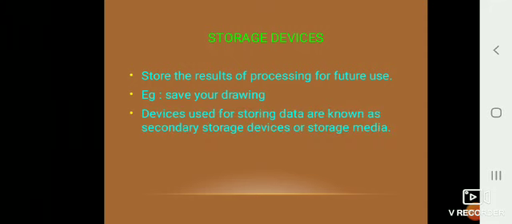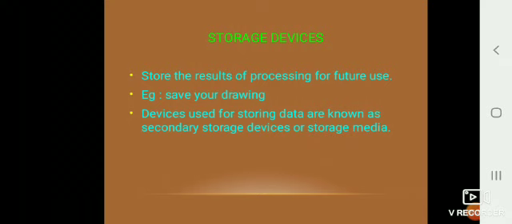For example, if you have drawn a picture in the Paint program, and after some days you want to open it, you need to save it. So you have to save the drawing in your computer. For this purpose we need the storage devices. The devices used for storing data are known as secondary storage devices or storage media. Where are we storing the data? Through the secondary storage devices or storage media.